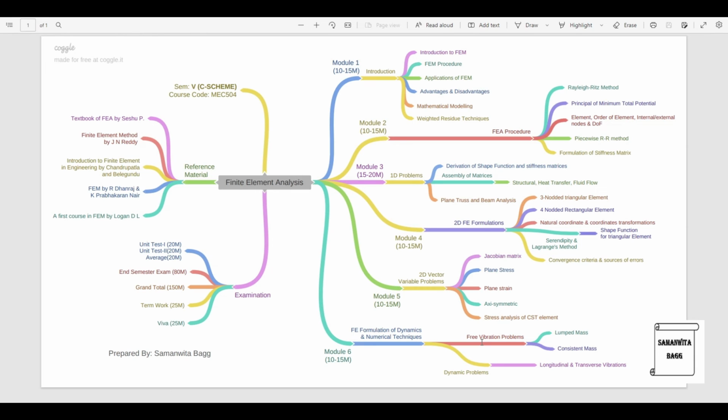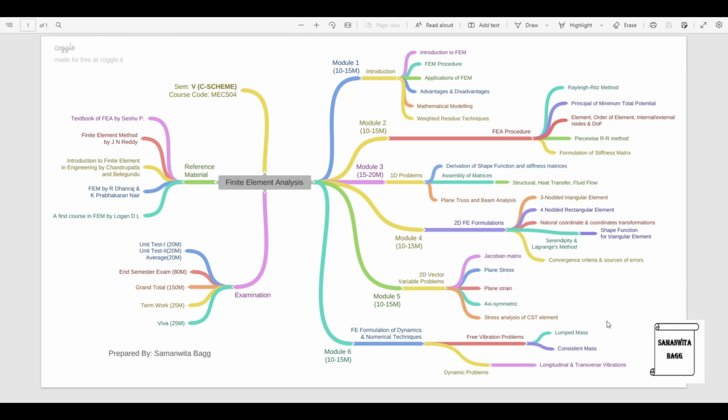Alternately, you may also expect a 5-mark theory based on these topics. What is lumped mass? What is consistent mass matrix? What are longitudinal and transverse vibrations? Now here what you study is the calculation of deflection and natural frequencies of beams. So this topic is very important, and also it is repeatedly asked for 10 to 15 marks.